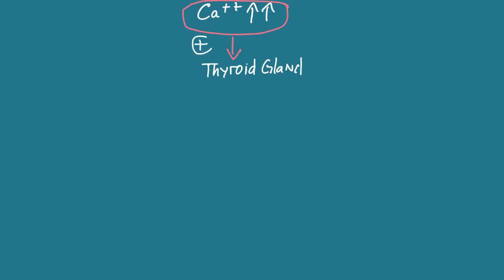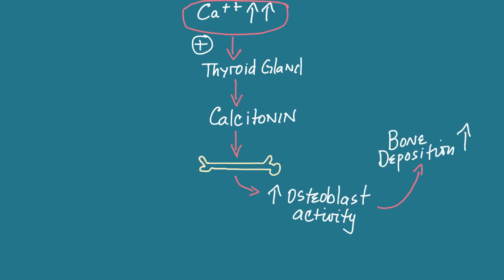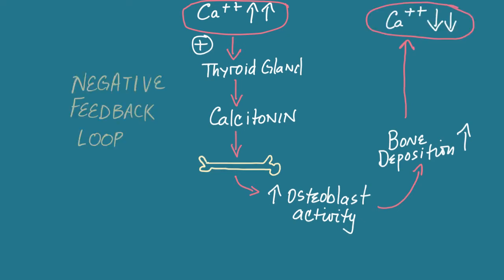When the levels of calcium in blood increase above normal, it is sensed by the thyroid gland, which releases a hormone called calcitonin. The target organ for calcitonin is the bone. When calcitonin acts on the bone, it increases osteoblast activity. And we know that osteoblast activity increases bone deposition. Bone deposition means calcium from the blood is picked up and used for bone formation. So levels of calcium in blood go down and go back to normal. And this is a negative feedback loop.